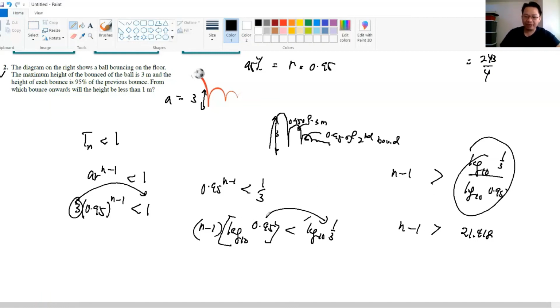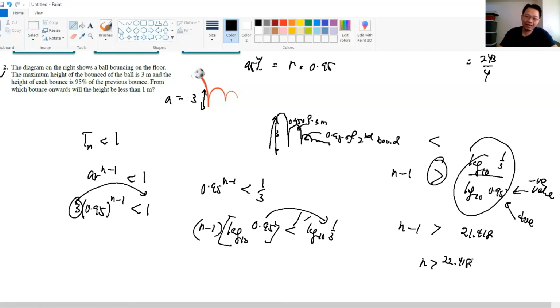But since log 0.95, if you check from your calculator, just press log 0.95, the answer is negative 0 point something. We got a negative value. So you divide by a negative, and the sign will be inverted. Instead of less than, it becomes more than. But if this value is positive, the sign will remain unchanged, less than, which is this one. Just cut and paste. So now n must be more than 22.418.